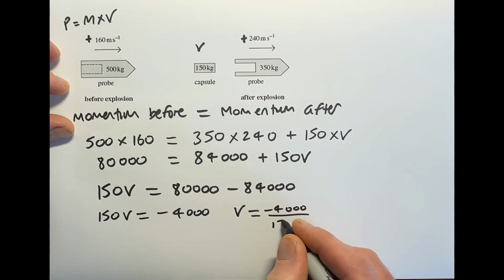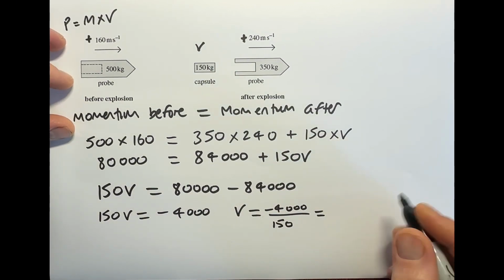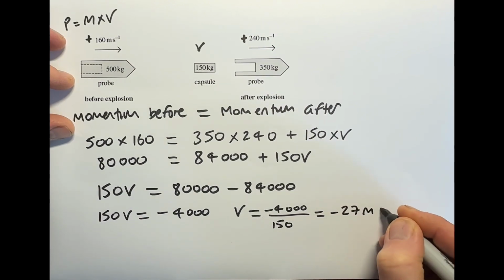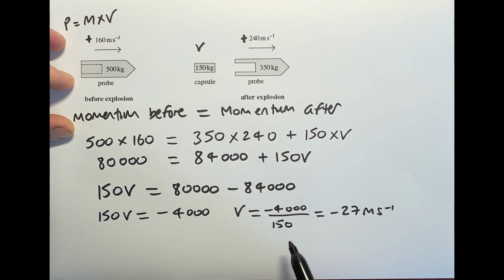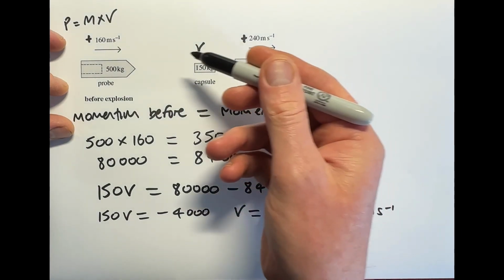Okay, and that's going to give us our answer, which comes out as minus 27 meters per second. Now we've only quoted this to two significant figures, but that's absolutely fine. That's what it says in the mark scheme. But the point is here that this is a negative value, okay? And that means that the capsule must be moving to the left.